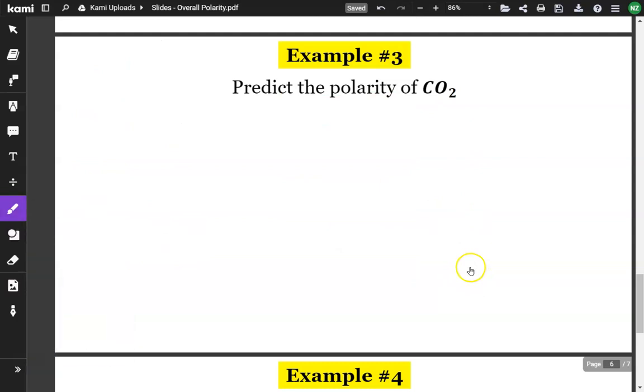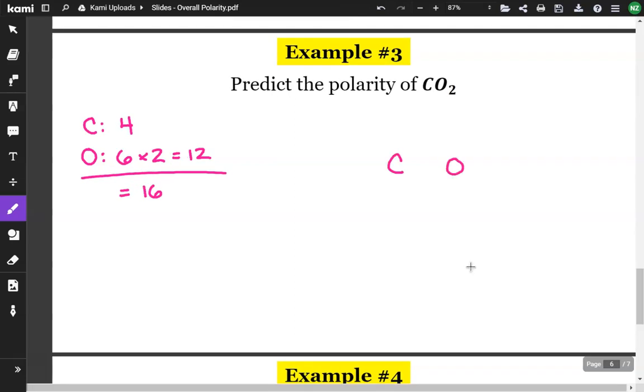All right, let's do CO2. We've got carbon and oxygen. Carbon is 4. Oxygen is 6, and there are 2 of them. 6 times 2 is 12. 4 plus 12 is 16. Carbon always goes in the middle. 2, 4 bonding. I have 12 left. So let's start to place those on our oxygens. I can give each oxygen 6. 6 times 2 is 12, so I've placed all of mine.